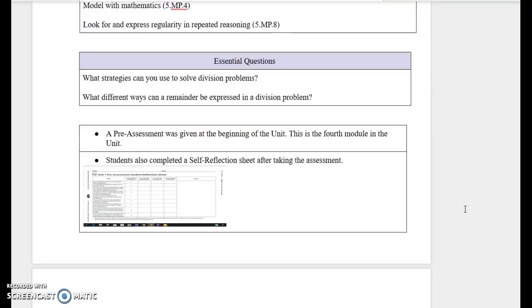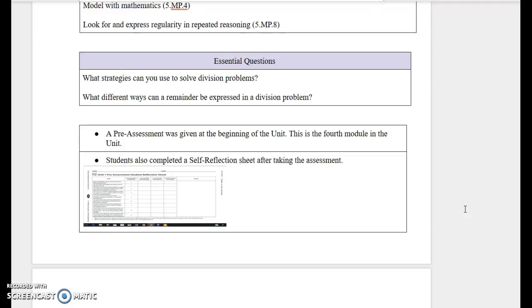For this unit, the assessment will actually be the post-assessment for the whole unit because this is the 4th module. At the beginning of the whole big unit, there was a pre-assessment given. After the pre-assessment was graded and given back, the children self-reflected, because pre-assessments aren't for a grade, just to see how well they did and what they need to continue to work on.